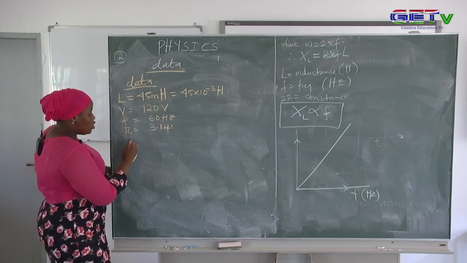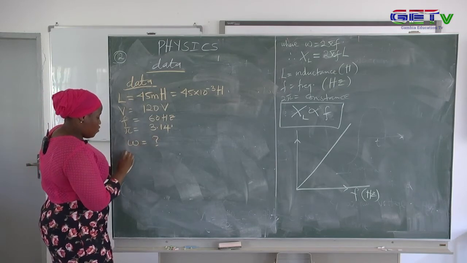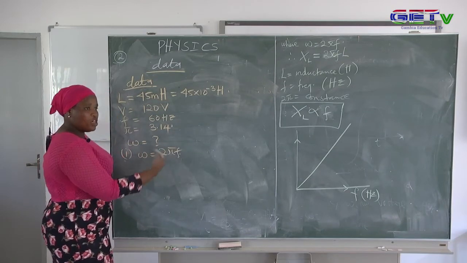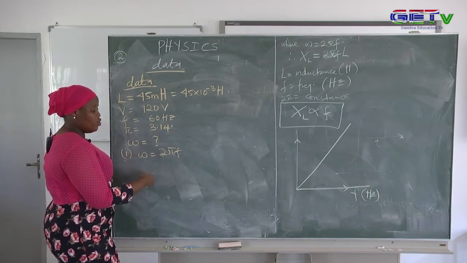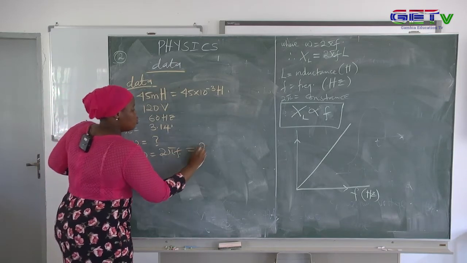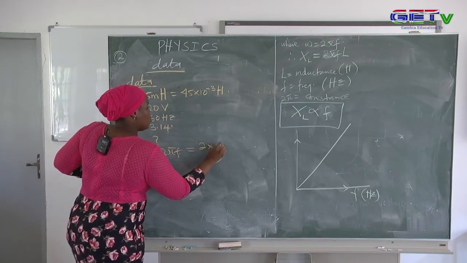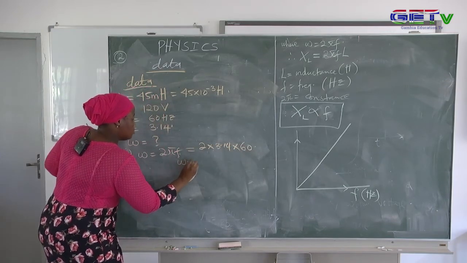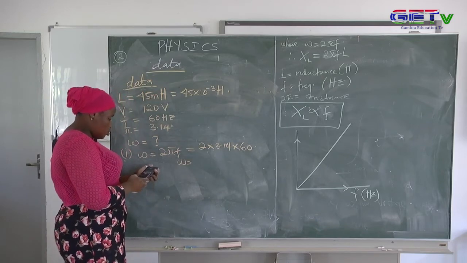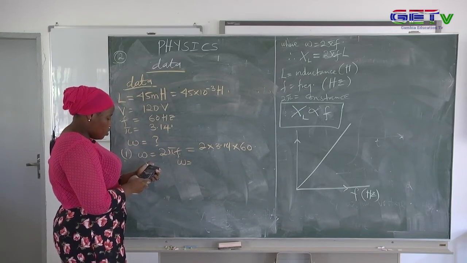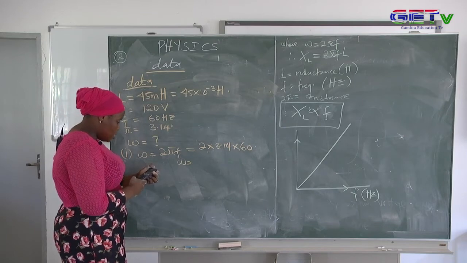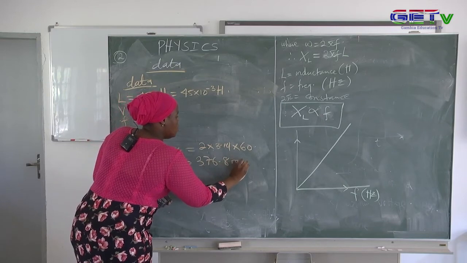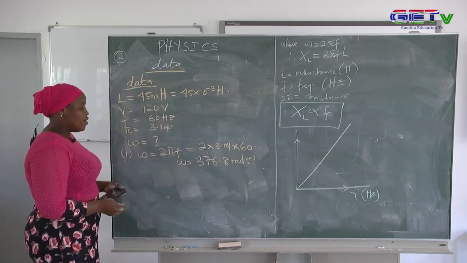The first question says we solve for omega. Therefore, part 1 will be omega equals 2 pi f. You just recall, this was already given in your notes, and that should be 2 times pi times f, which is 60. The whole thing becomes 2 times 3.14 times 60. That should be 376.8 radians per second. That's the angular frequency.